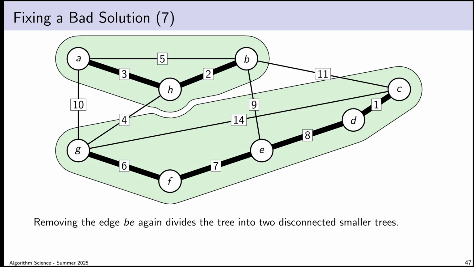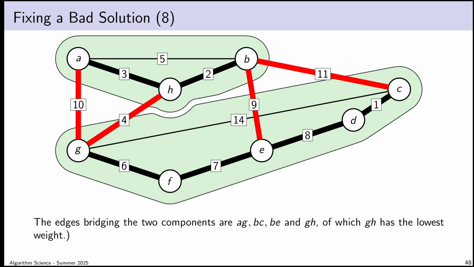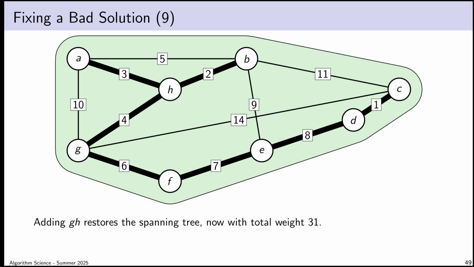Okay, we divide the graph up into these two components, or the tree gets divided into these two components. And now I take a look at the edges that bridge between the two components, and I notice, again, I can choose any of them I want. Any of these edges will restore the property of being a spanning tree, and of course, edge GH seems like the best possibility, because I can choose any of them, so of course I'm going to choose the lowest weight one. When I do, I get a spanning tree with weight 31. And it turns out that this actually is the minimum weight spanning tree of this graph.